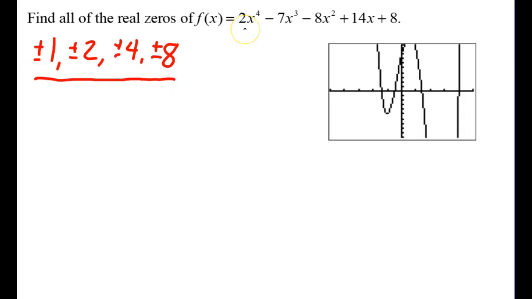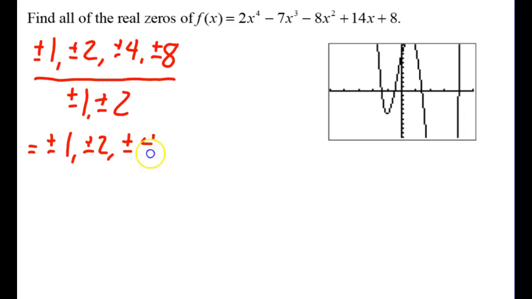And then we're dividing that by the factors of our leading coefficient, which is plus or minus 1 and plus or minus 2. To make our whole list, we have to take each number in the numerator divided by every number in the denominator. We're taking all these terms divided by 1, which is just going to be itself. So plus or minus 1, plus or minus 2, plus or minus 4, and plus or minus 8.